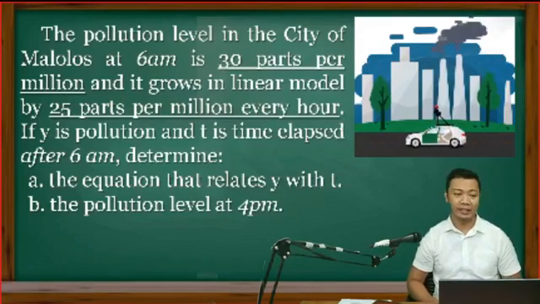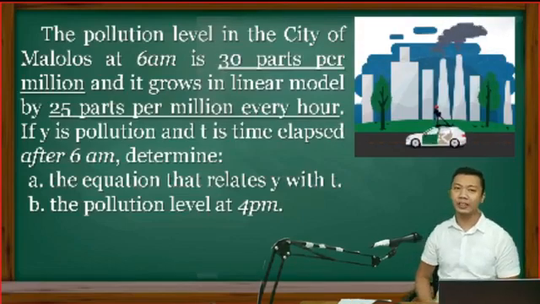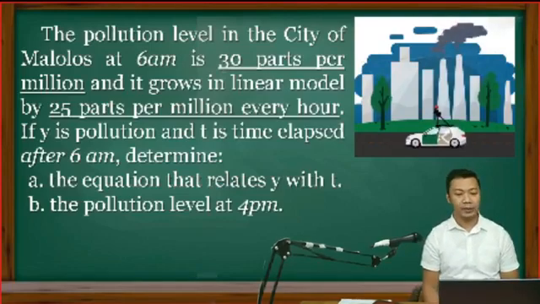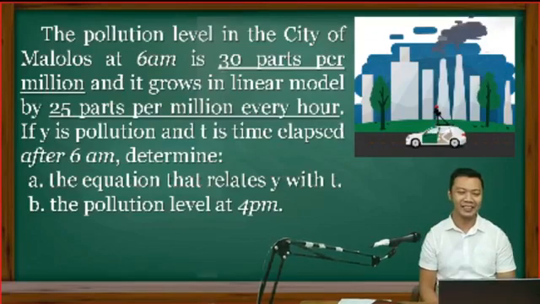Let me read that to you again. The pollution level in the city of Malolos, this is just an example, okay? But we cannot still have an exact measurement of our pollution level. At 6 a.m. is 30 parts per million. Most commonly, you will hear 30 ppm, that's parts per million. Other measurement for our air pollution is AQI, Air Quality Index, or PM 2.5. Sa mga science teacher, hello po sa inyo. And it grows in linear model by 25 parts per million every hour. So, kada oras na nadadagdag or lumilipas, that's another 25 ppm ang madadagdag na pollution sa ating hangin.